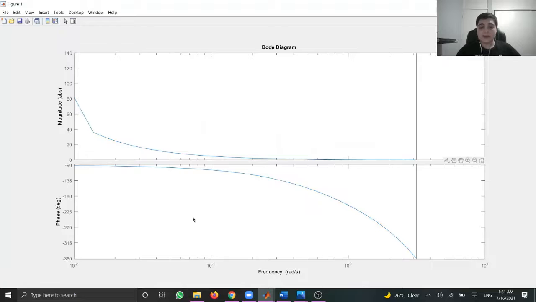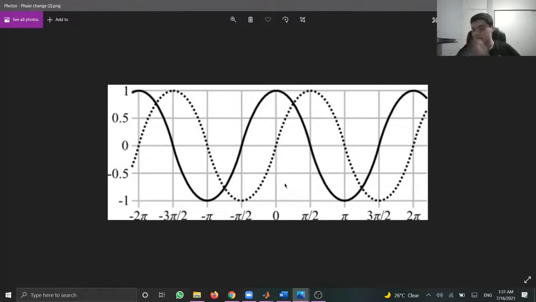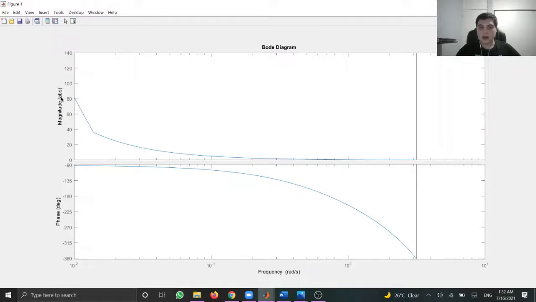And the phase is going to tell us how much this graph is going to be shifted compared to the input signal. In this case, we're going to see that this cosine wave is going to be shifted pi divided by 2 radians, converting it into a sine wave. So we need to take note of the change of both values because it's going to tell us how the output of a system is going to behave depending on the input signal.